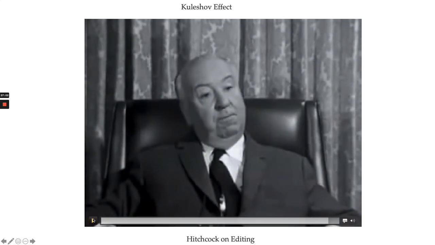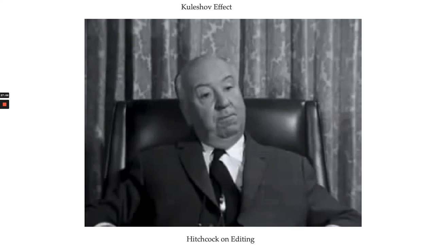So that's the idea of the Kuleshov effect. It's the same kind of footage that we see of the old man. Change that with what's being juxtaposed against it, and it completely changes the meaning of that particular shot.